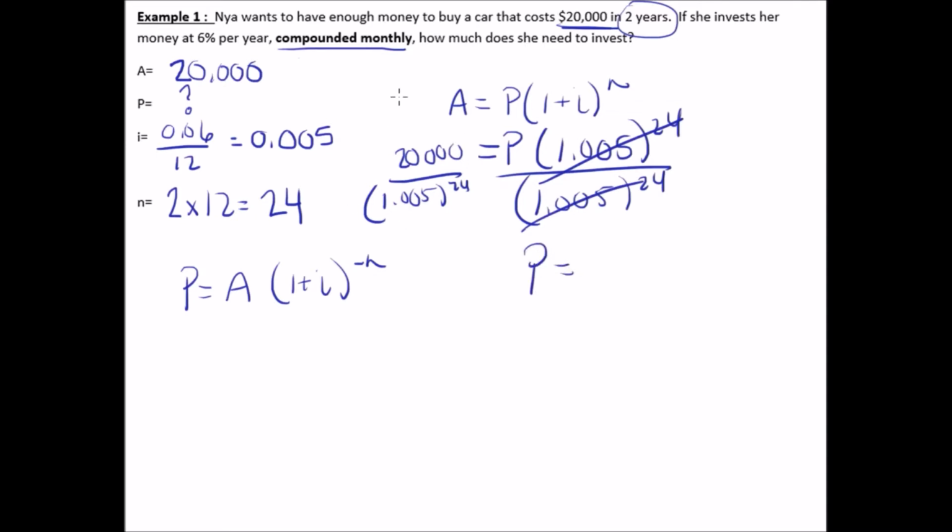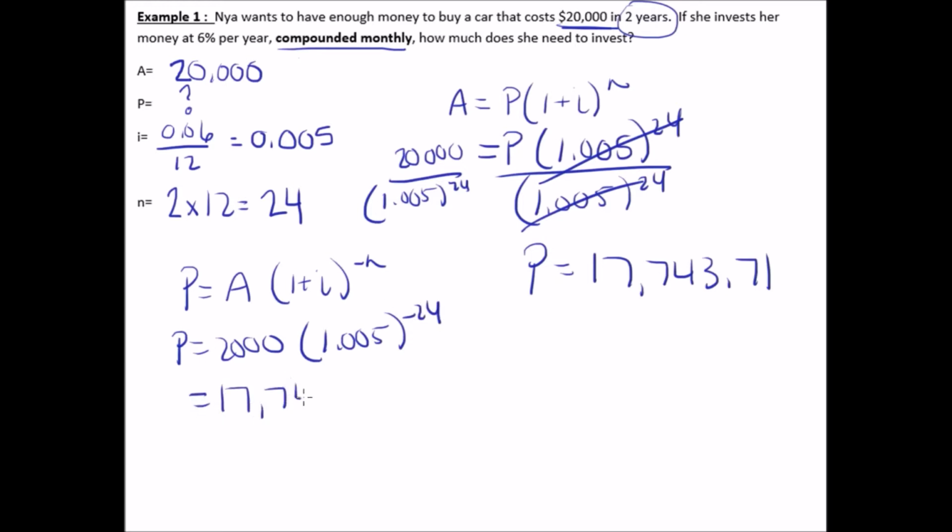So let's go 20,000 divided by 1.005 to the 24. I get 17,743.71. If you do it this way, principal equals 20,000 times 1.005 to the negative 24, you actually get the exact same amount. So it's your choice which one you want to do, but I would practice both of them in your calculators right now and make sure that you're comfortable putting this exponent in. So Naya needs to invest today $17,743.71 in order to have $20,000 at the end of 2 years.